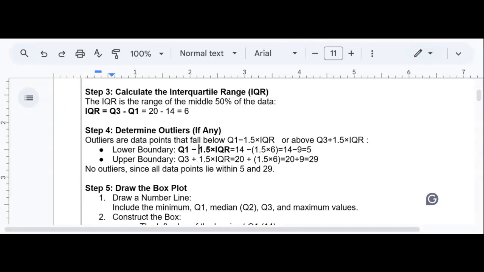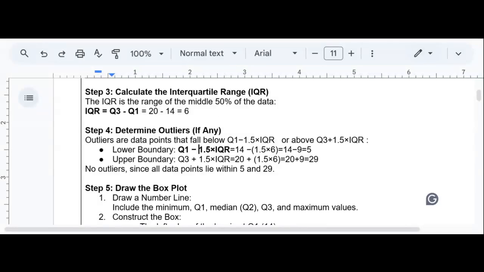It means it's within the data range. But if you have a minimum of 4, then what happens? This becomes what? Outlier. Okay. Now that's the lower boundary. Now we need to get the upper. How can I get the upper? Same thing.